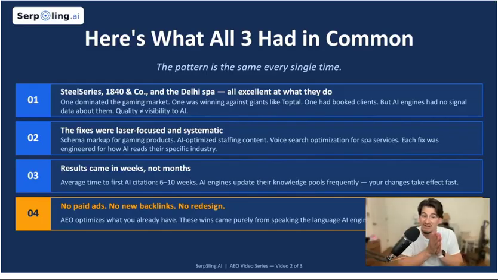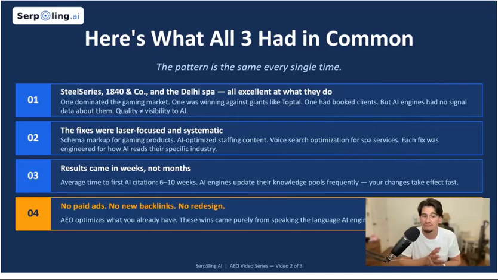So the fixes were laser focused and systematic. Schema markup for gaming products, AI optimized staffing content, voice search optimization for spa services, and each fix was engineered for how AI reads their specific industry. Okay, so the results came in weeks, not months.